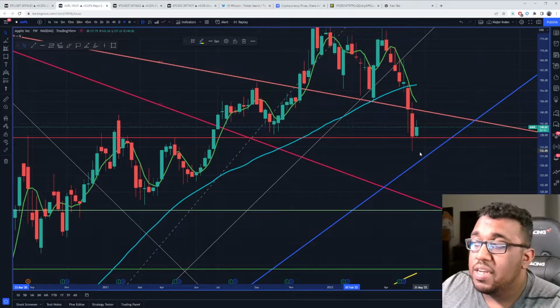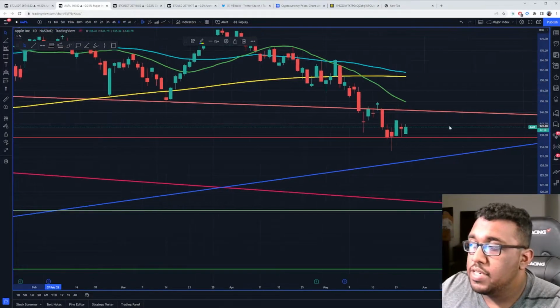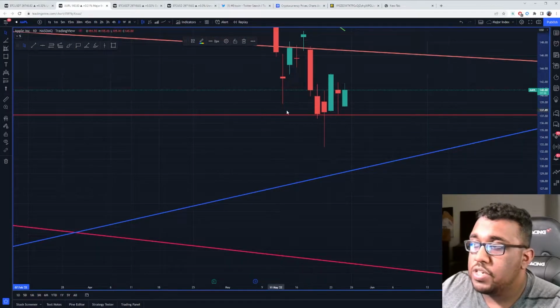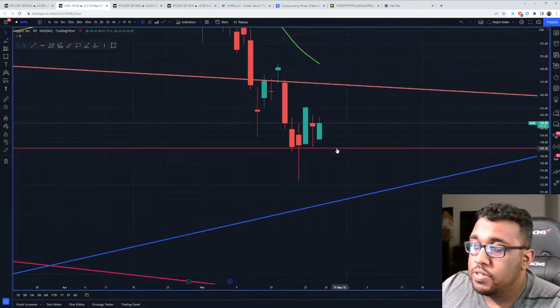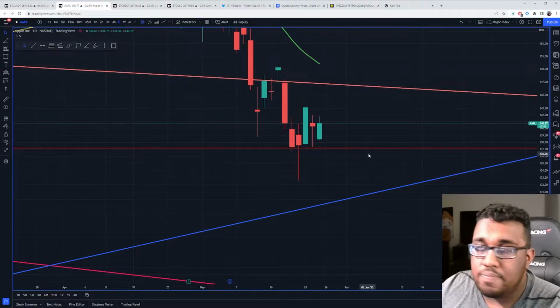So if we break down below that one, that's where you guys could start opening some puts here. If you go check this out on the daily chart, you'll see that we have actually never closed down below this level. For now, we're kind of bouncing around, but if we do break down below this Fibonacci level, it should be a nice little bounce of support, maybe a little bit of a rally.